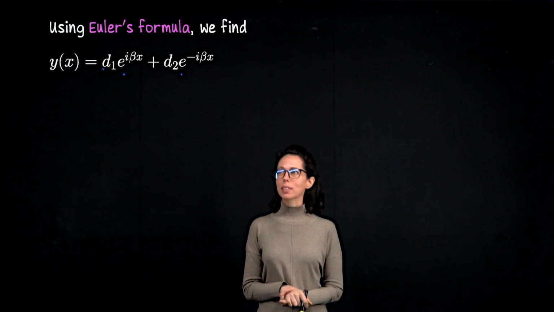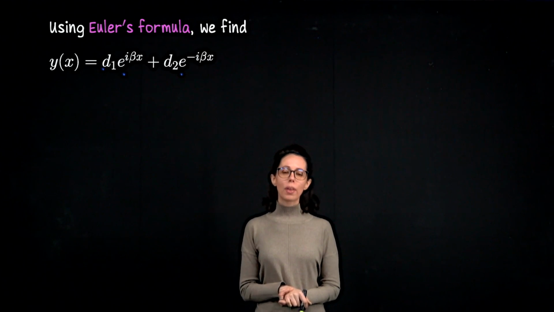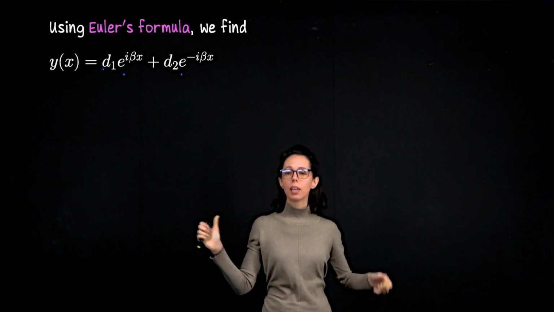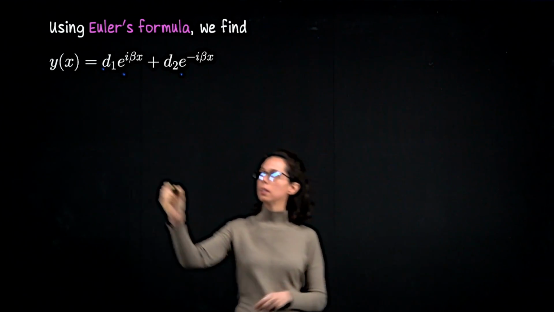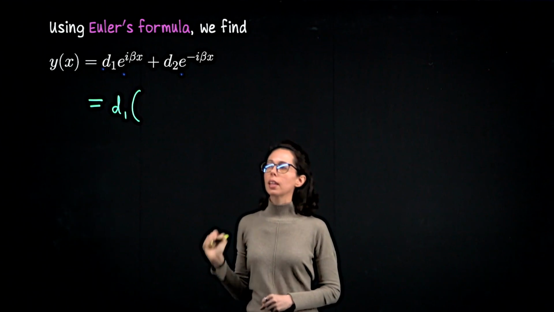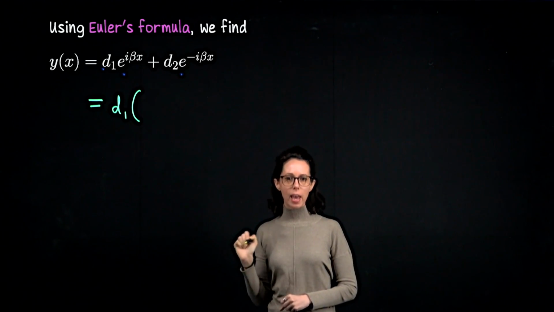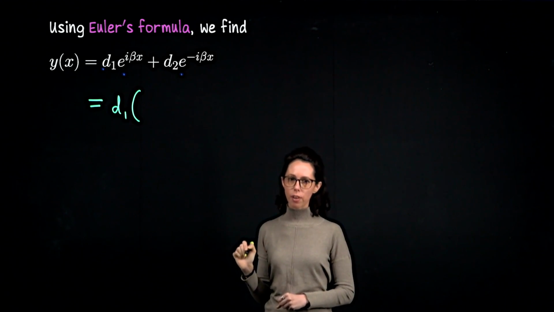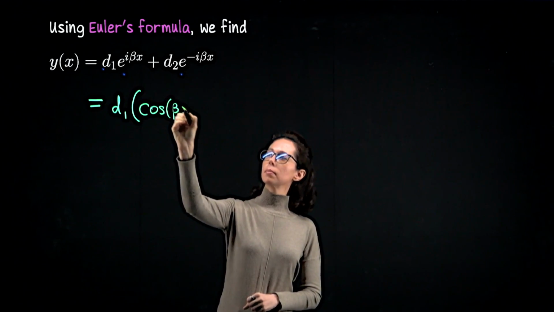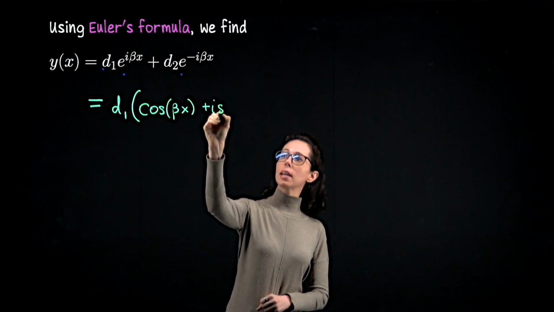Let me take these complex exponentials and replace them with combinations of cosine and sine. That's what Euler's formula allows us to do. For this first piece, I'm going to leave the d1 out front. e^(i beta x) can be written in terms of trig functions as cosine beta x plus i sine beta x.